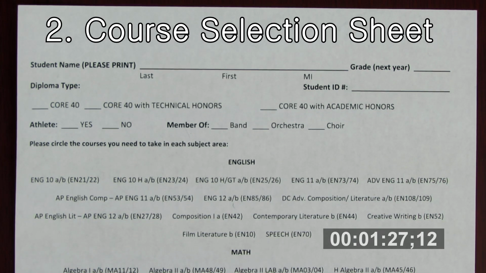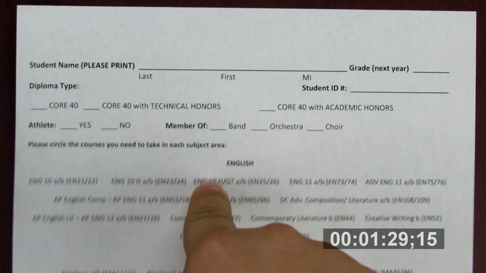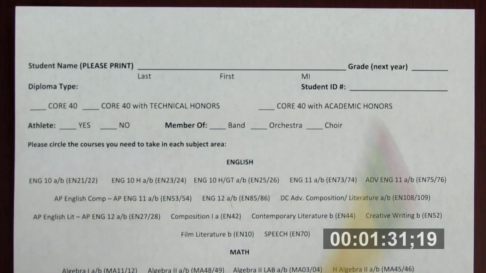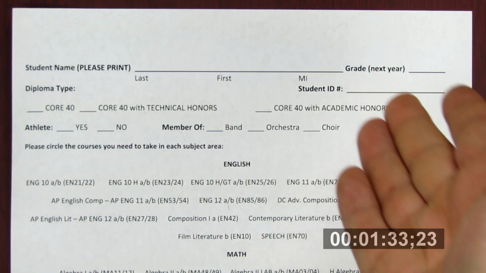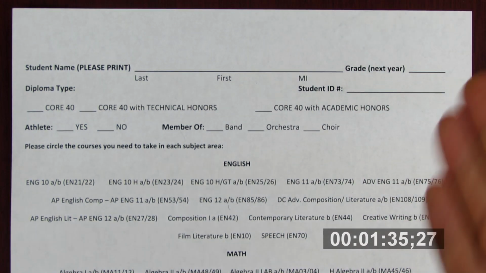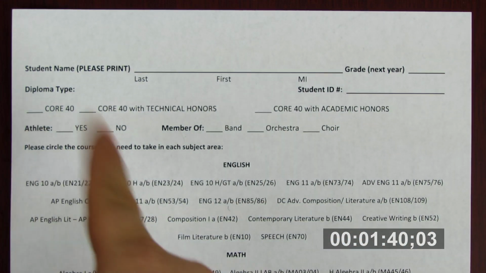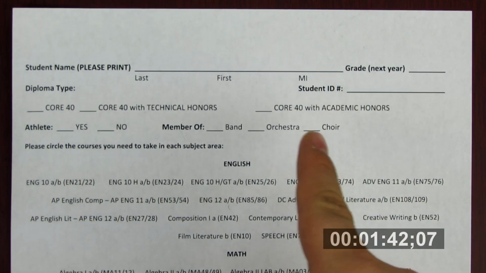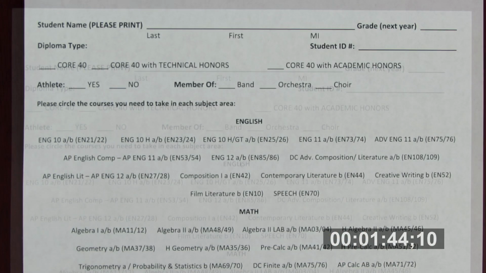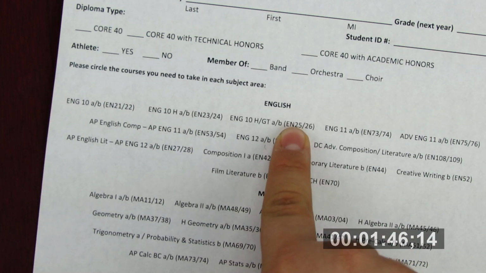So now that we've looked at diploma requirements, we're going to start with the course selection sheet. So the beginning is pretty straightforward. Put in your information such as your name, the grade you'll be in next year, your student ID, what type of diploma you're shooting for, whether or not you're an athlete, and whether or not you're a member of band, orchestra, or choir.